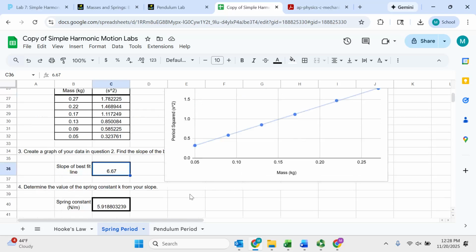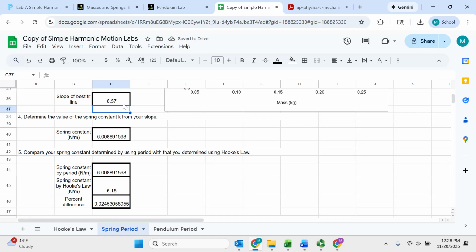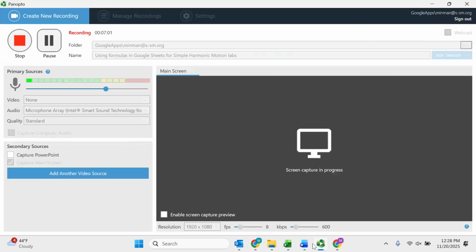The advantage to doing this in terms of functions is, let's say I realize that, hey, something's not right in my data here. Maybe this should have been 0.07 instead. That might change my slope a little bit. Maybe my slope actually should have been 6.57. Well, when I do that and alter that, that automatically recalculates everything for me, and I don't have to go back and recalculate it over and over again. So this is a quick overview of using the formulas and functions in Google Sheets with the Simple Harmonic Motion Labs as my guide.